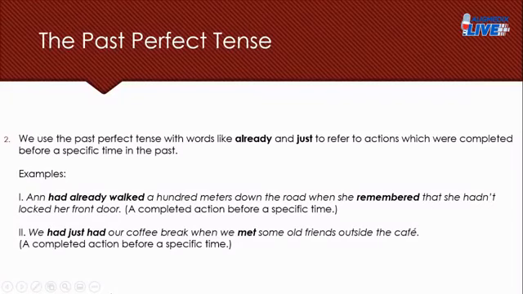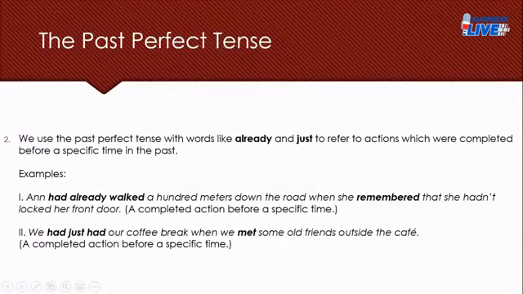Anne had already walked 100 meters down the road when she remembered that she hadn't locked her front door. Follow this. Anne had already walked 100 meters down the road. First event, right? She had walked 100 meters down the road. And then she remembered that she hadn't locked her front door, right? So before she could remember that she had forgotten to lock her front door, she had already done something.